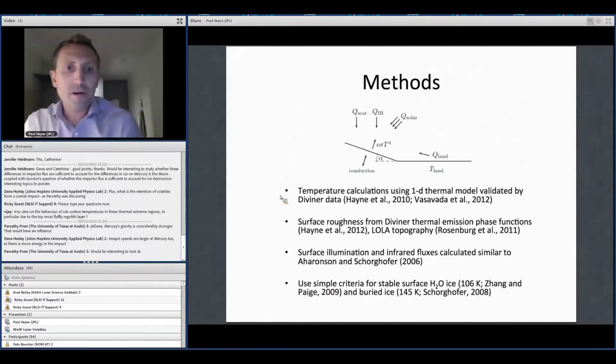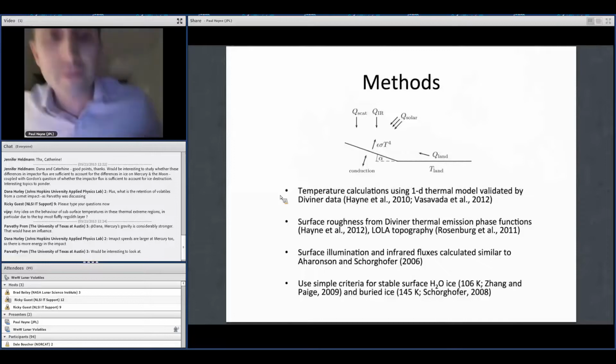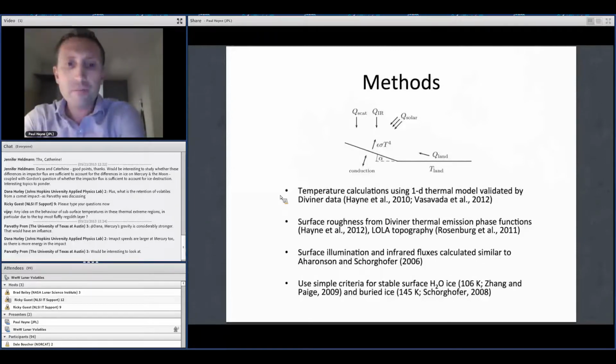So the methods that we've used here are one-dimensional temperature calculations similar to what you've seen before from the other Diviner talks. These have been extensively validated with the Diviner data themselves. And what we're doing is taking the surface roughness, not only from LOLA topography, but also deriving the surface roughness at smaller scales from the Diviner data itself, using thermal emission phase functions. I'll talk a little bit more about that in a minute.